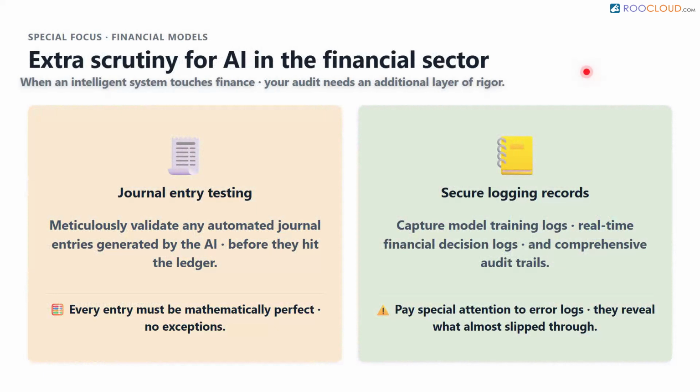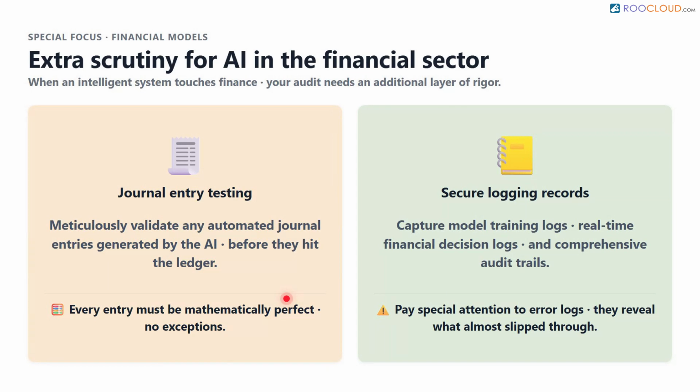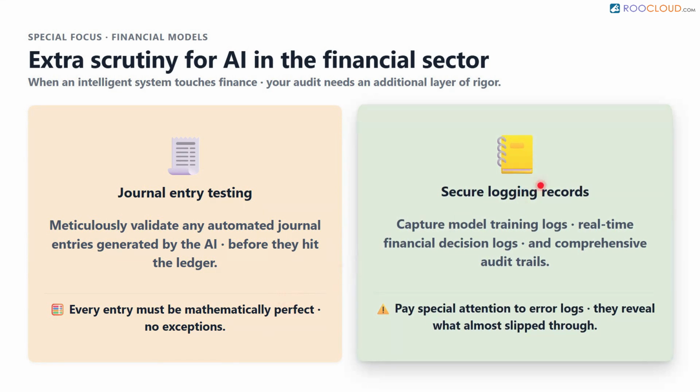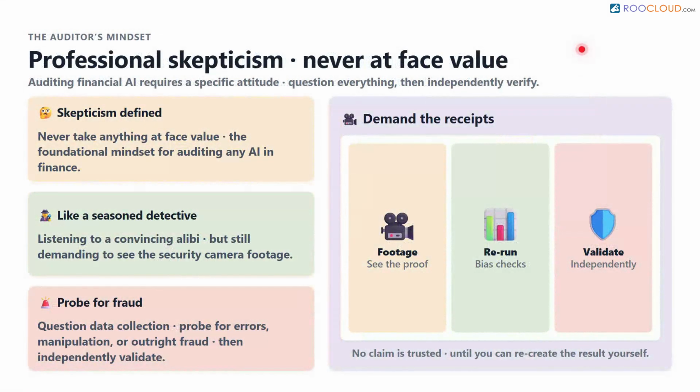Finally, we must address the specific testing considerations for financial models. When an intelligent system touches the financial sector, your audit requires an extra layer of scrutiny. First, you must conduct journal entry testing. This means you meticulously validate any automated data entries generated by the artificial intelligence to ensure they are mathematically perfect. You must also secure and analyze specific logging records. These include the initial model training logs, the real-time financial decision logs, and the comprehensive audit trails, paying special attention to error logs. Successfully auditing this sector requires a mindset known as professional skepticism.